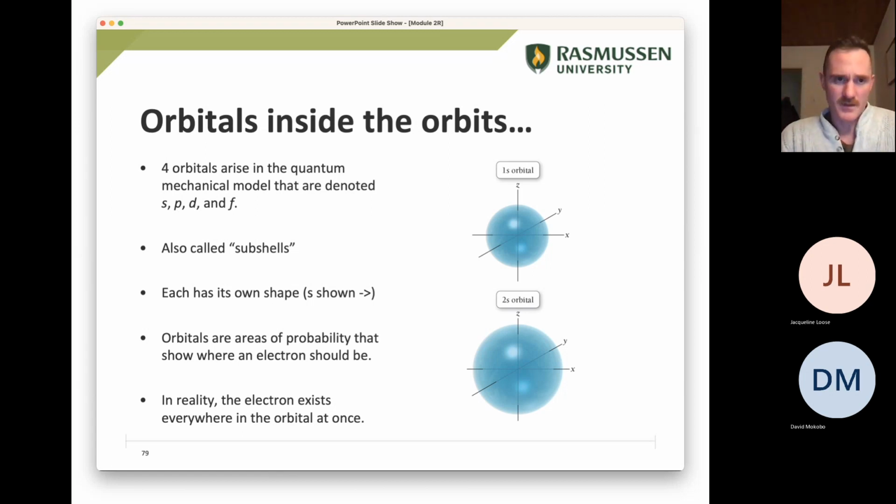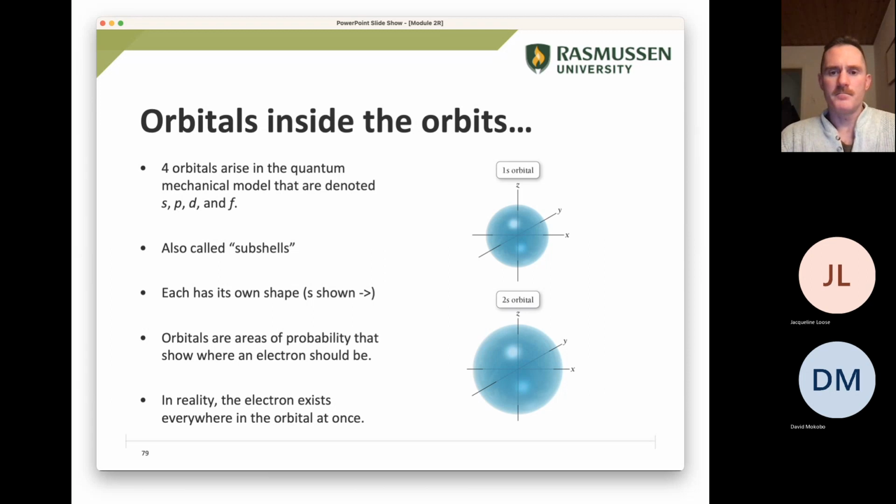In this model, there are these different kinds of orbitals, not orbits, but now orbitals, and they have different shapes. These orbitals are abbreviated s, p, d, and f. Each one of these orbitals, which we also call subshells, has its own shape, as I mentioned. If you look at the s orbital, for example, it's just a sphere. So it basically means there are 2 electrons possibly in this area, in this orbital.